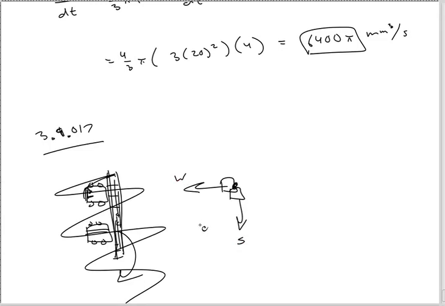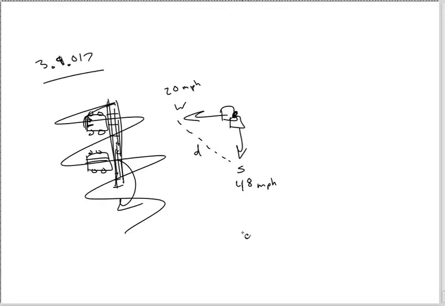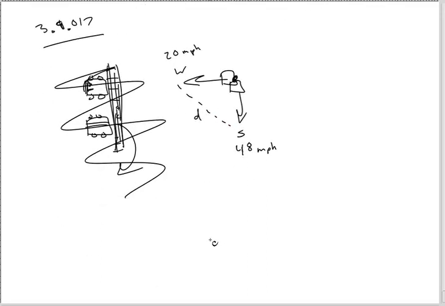Okay, so the one that goes south is going at 48 miles per hour. And the other going west is going 20 miles per hour. What is the rate at which the distance between them is increasing at 3 hours? Okay, so here's the thing. This distance between them here is what we're trying to figure out, I guess you could say.